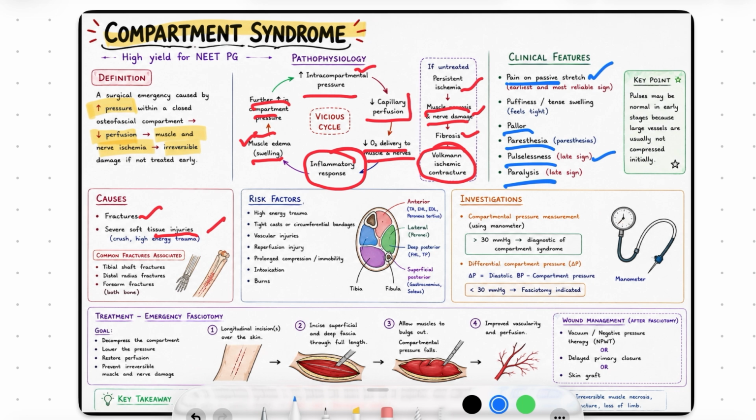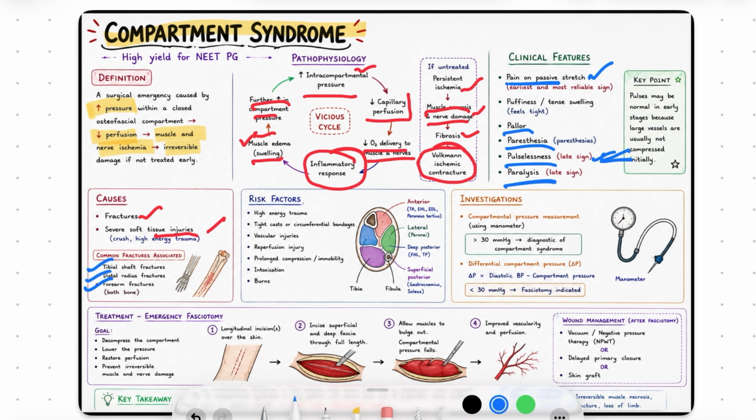Pulses may be normal in early stages because large vessels are usually not compressed initially. That's the reason pulselessness is a late sign. Coming to the common fractures associated with compartment syndrome: tibial shaft fractures, distal radius fractures, and forearm fractures. So these are the common fractures associated with it.